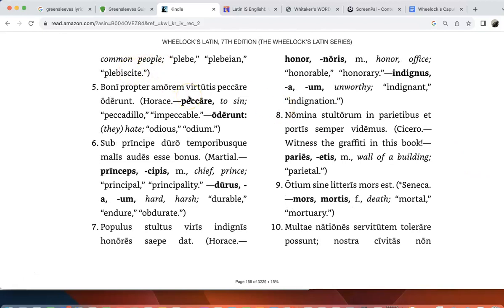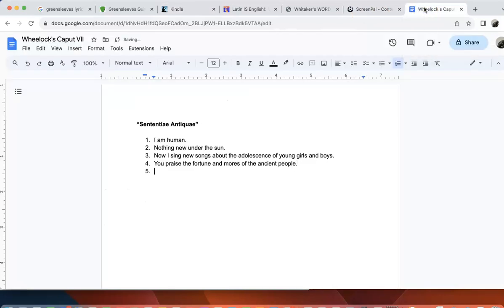Boni propter amorem virtutis peccare oderunt. So here they give us a little bit of help here. So the good, so in other words, good people, because of a love of virtue, hate to sin. So let me write that down here. So the good, in other words, good people, because of a love of virtue, hate to sin.